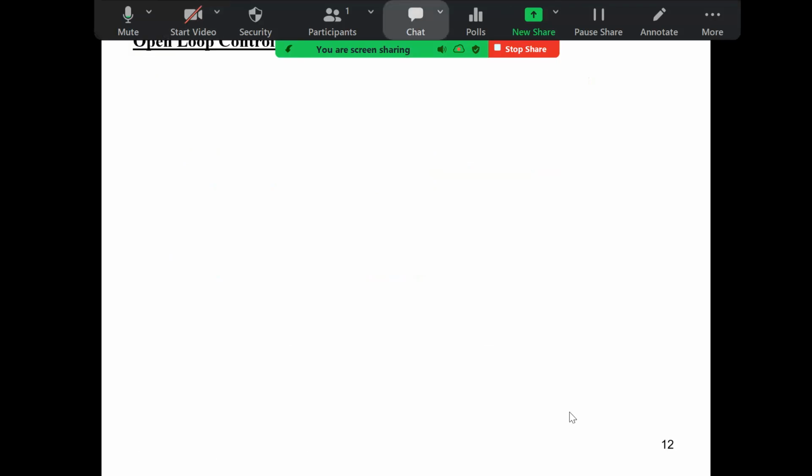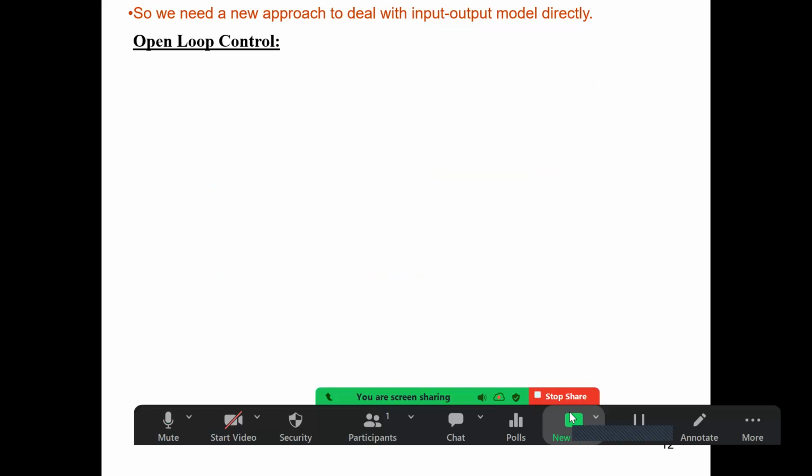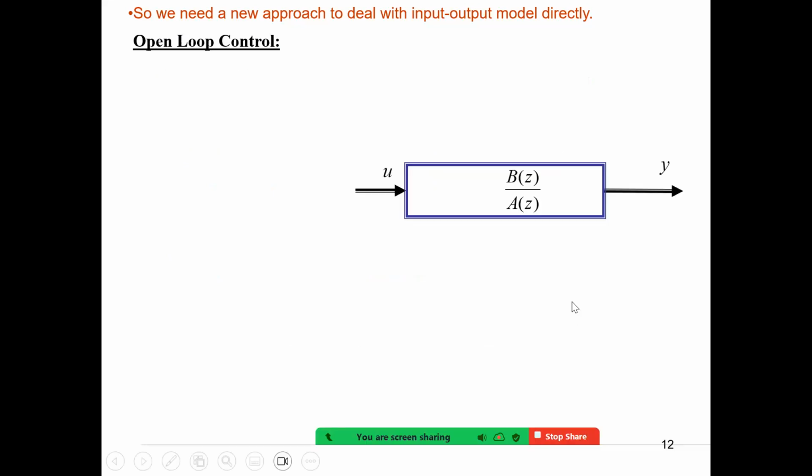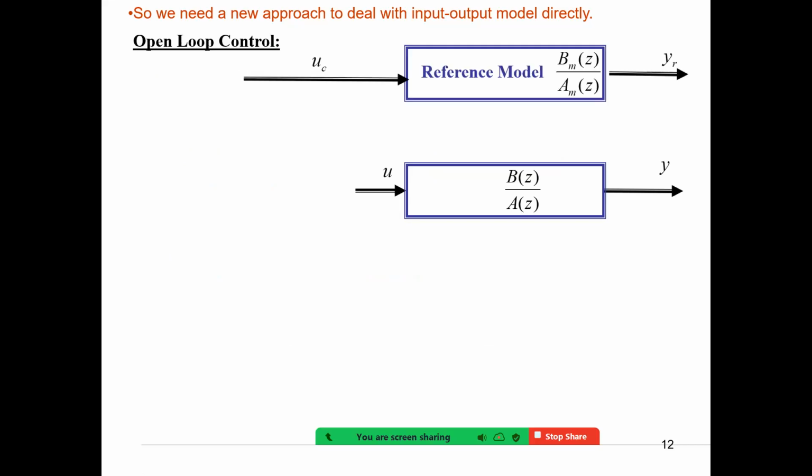So let's try to solve this problem step by step. Let's state what the problem is. We don't have the state space model. What we have is the transfer function or the input output model, right? We want to build a controller such that the transfer function from the command signal to the output will follow the reference model. That's the objective. Okay.